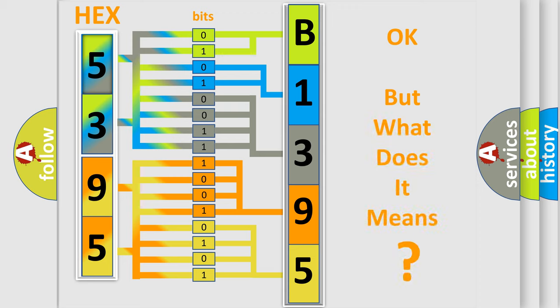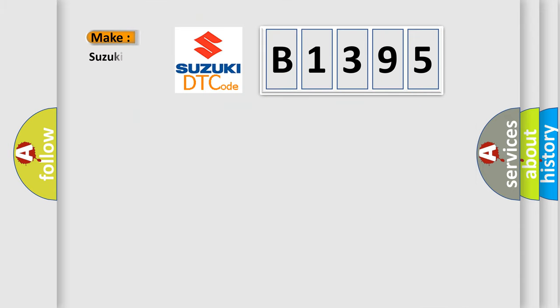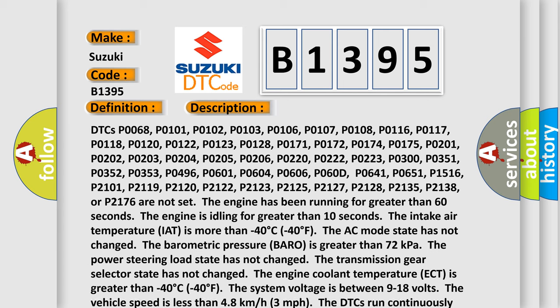The number itself does not make sense to us if we cannot assign information to what it actually expresses. So, what does the diagnostic trouble code B1395 specifically mean for Suzuki vehicles? The basic definition is idle speed high. And now this is a short description of this DTC code.